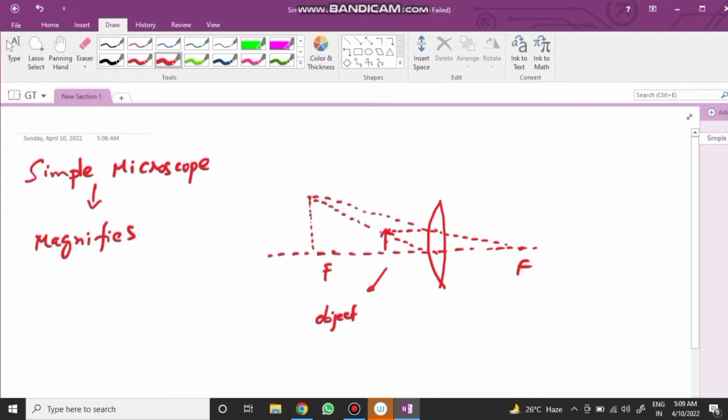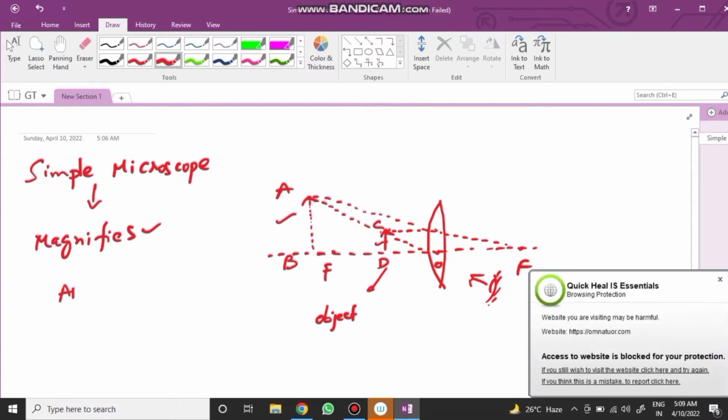So how does a simple microscope magnify? Let me put some names here: A, B, C, D, and let us say this point is O. The eye of the person is somewhere here, looking in this direction, seeing this object. You can see that the size of AB is greater than CD. So that means it has been magnified.